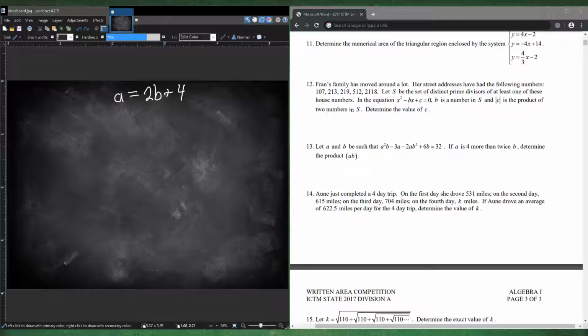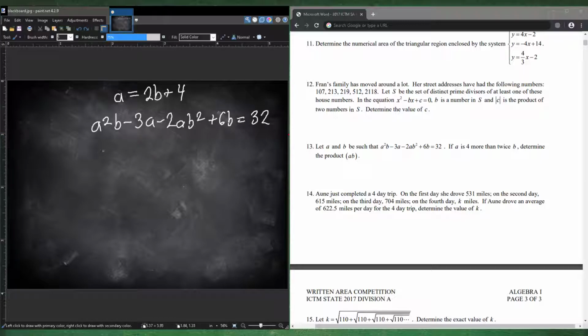If you have trouble understanding how to write these numbers out, I recommend looking through a bunch of similar questions and seeing how they're worded, because you've got to have a literal sense of how these numbers work. And now how to factor this part. So we have a squared b minus 3a minus 2ab squared plus 6b is equal to 32. So I see a 2 and a 6 that makes 1 and 3, and this is already 1 and 3, so I'm going to factor by grouping.